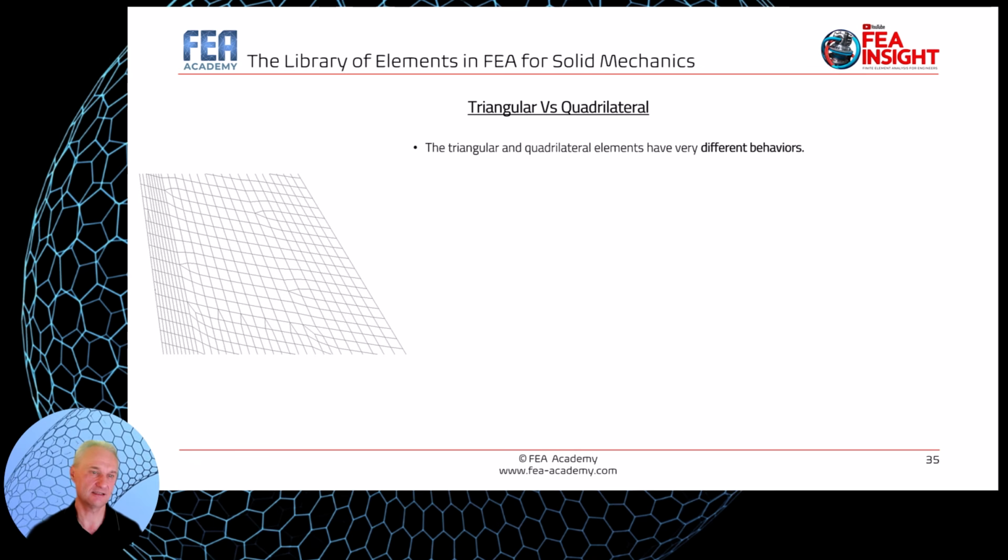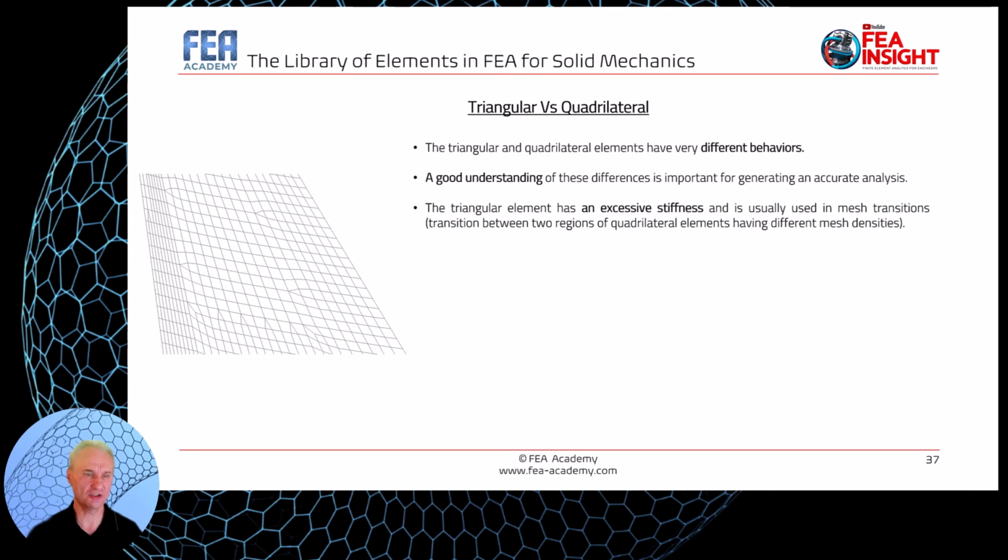So let's discuss the differences between the triangular and the quadrilateral elements. The triangular and the quadrilateral elements have very different behaviors, and a good understanding of these differences is important for generating an accurate analysis. The triangular element has an excessive stiffness and is usually used in mesh transitions. Transition between two regions of quad elements having different mesh density, for example.